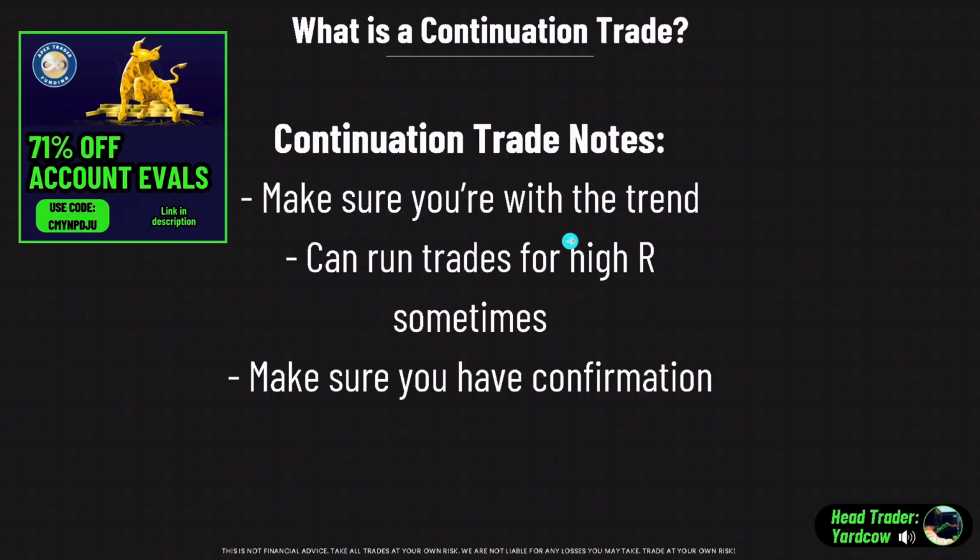So here's some things that you guys should remember when taking continuation trades. So first, make sure you are with the trend, okay? A continuation trade is always with the trend. Then you can run these trades for high R or high risk reward sometimes. And then also make sure you have confirmation, okay? Make sure price is ready to continue in that direction.